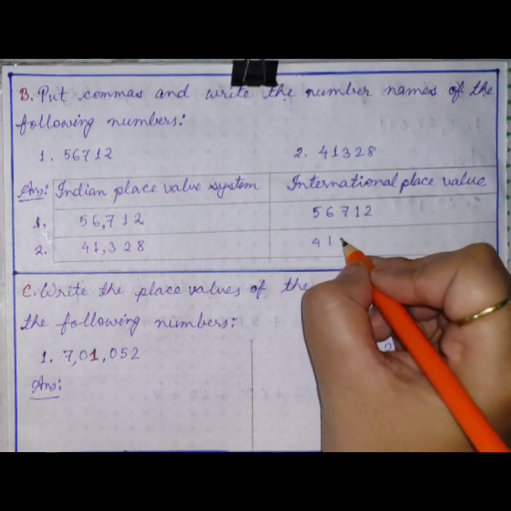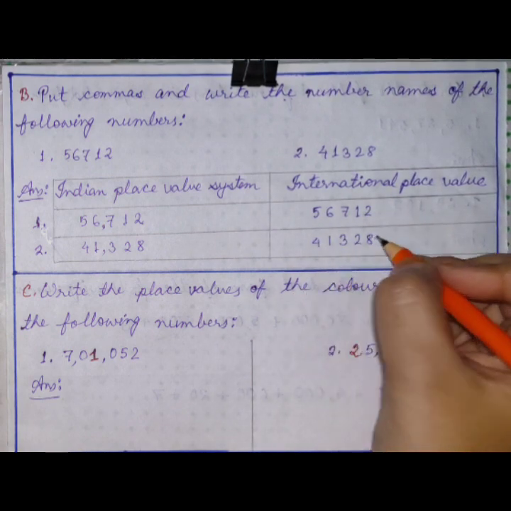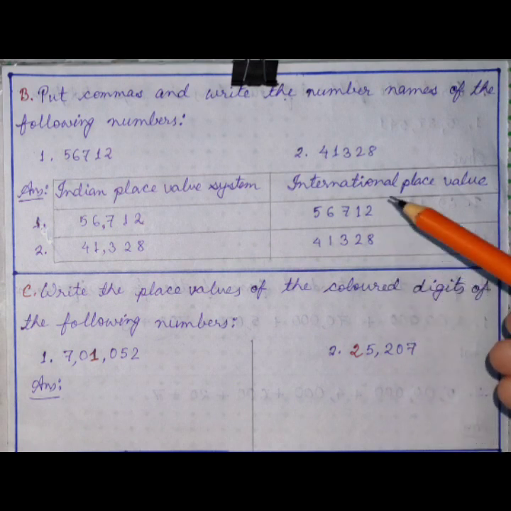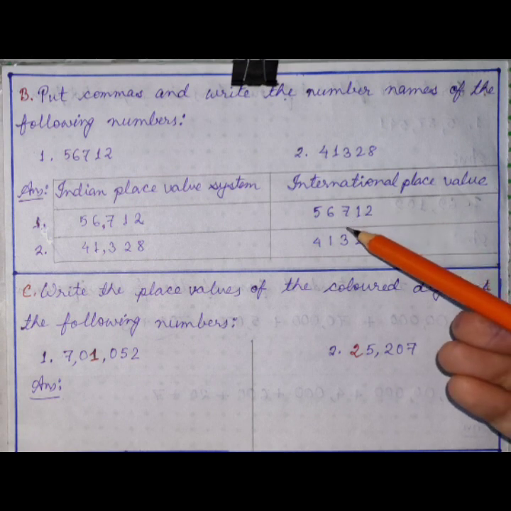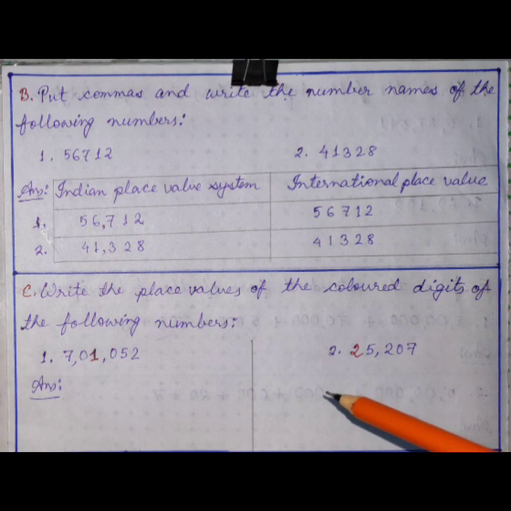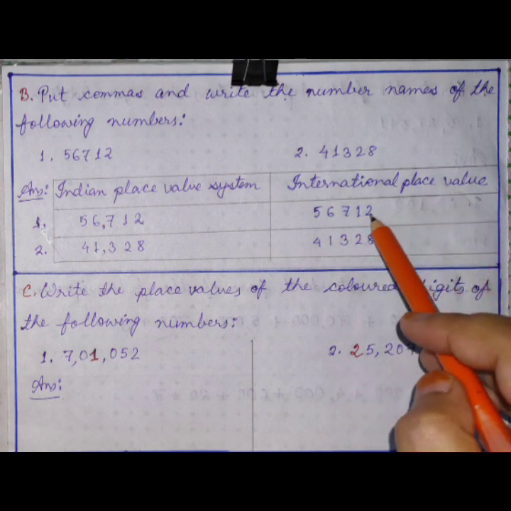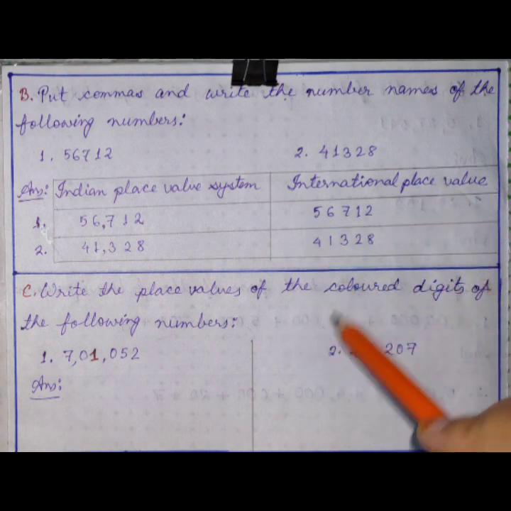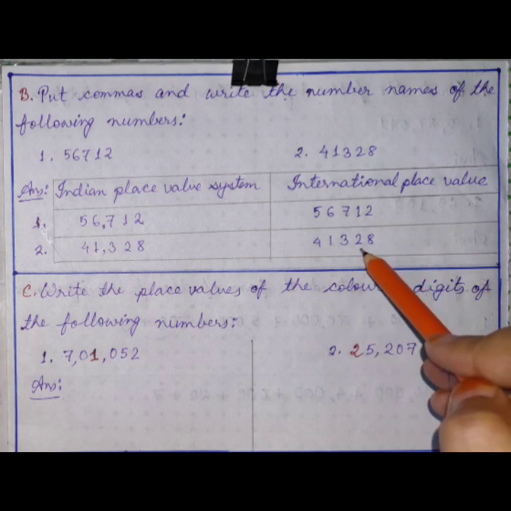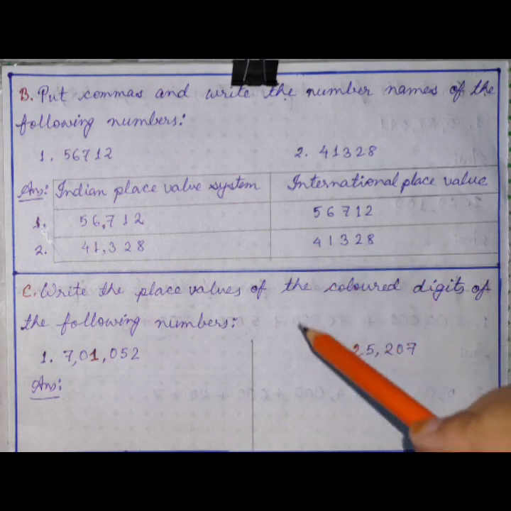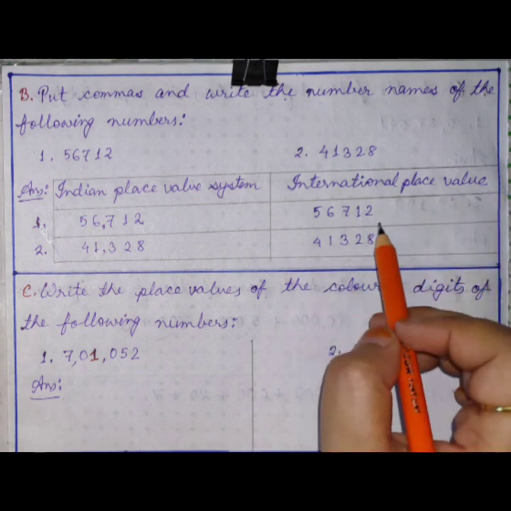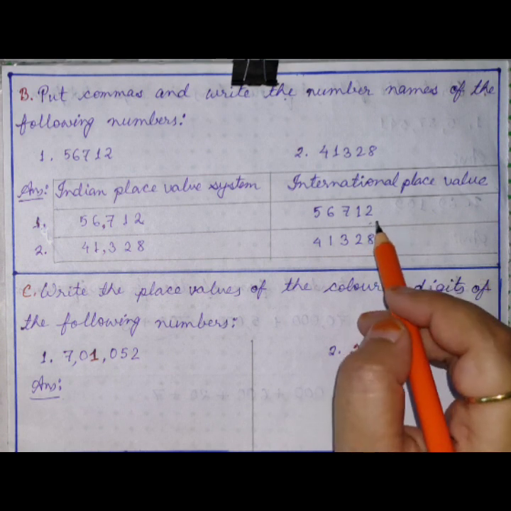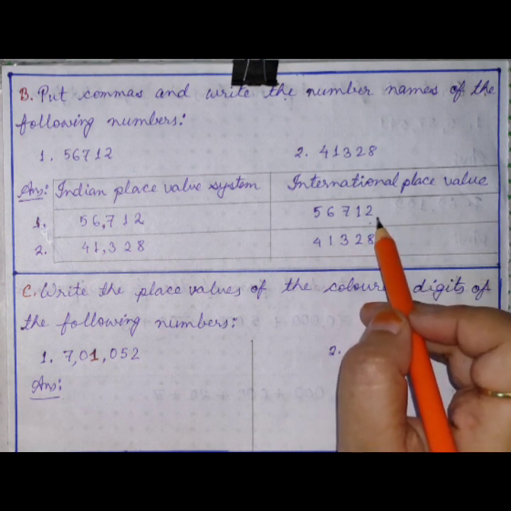Okay, now see, for the international place value system, we have to put the comma after every 3 digits starting from the right side. Now see how many digits are here: 1, 2, 3, 4, 5, total 5 digits. In the second number also, total how many digits? 5 digits.